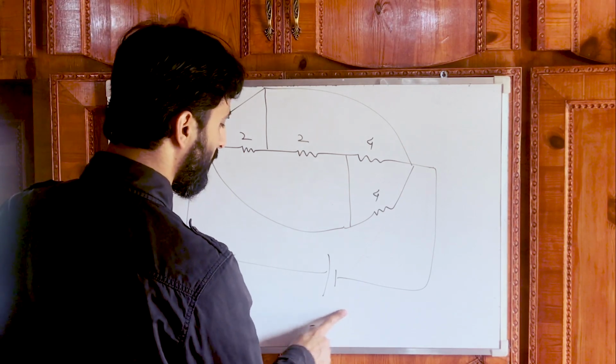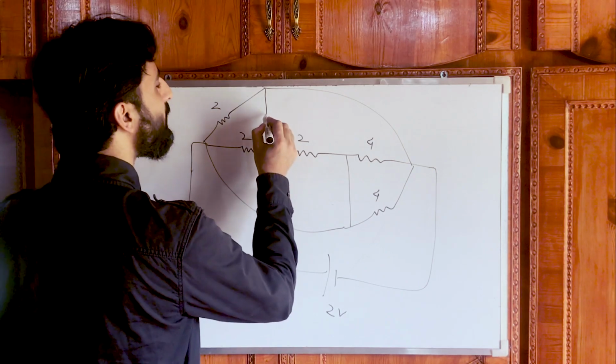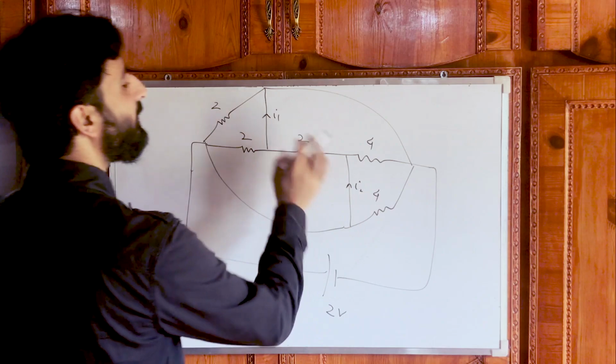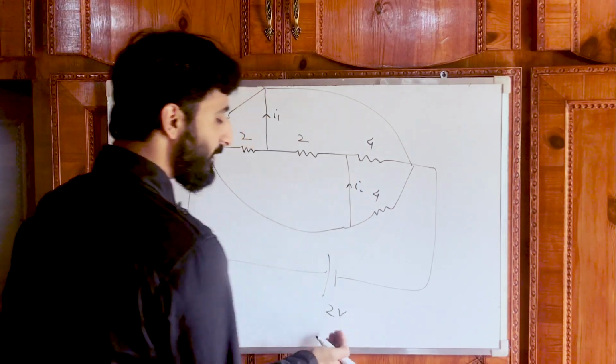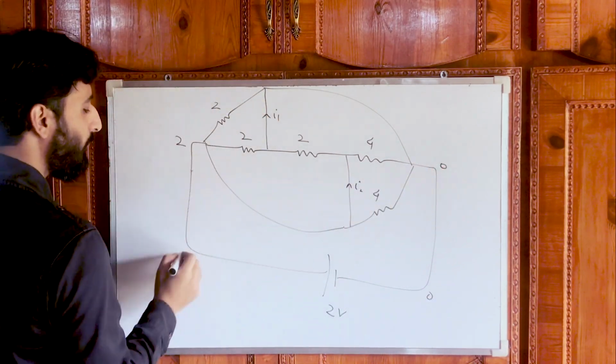So this is 2 volt. And we have to find the current through this I1 and the current through this I2. These two conductors, we have to find the current. Now, if this is the 2 volt battery, let's suppose this is 0 volt, then this will be 2 volt.